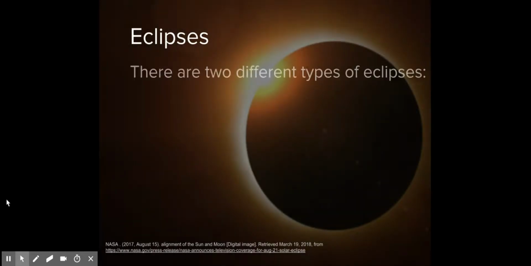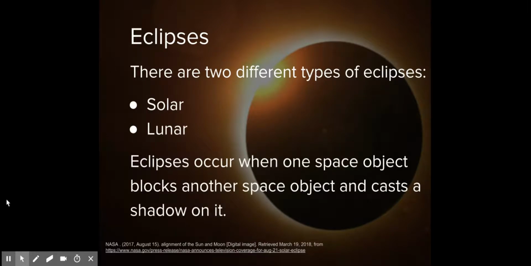So what are eclipses? There are two different types of eclipses. There's solar eclipses and there's lunar eclipses. Eclipses occur when one space object blocks another space object and casts a shadow on it. Eclipses happen all throughout the universe, not just between the sun, the earth, and the moon.